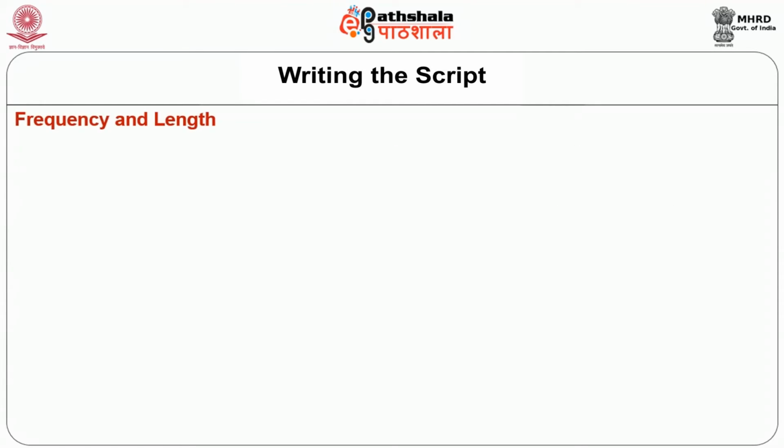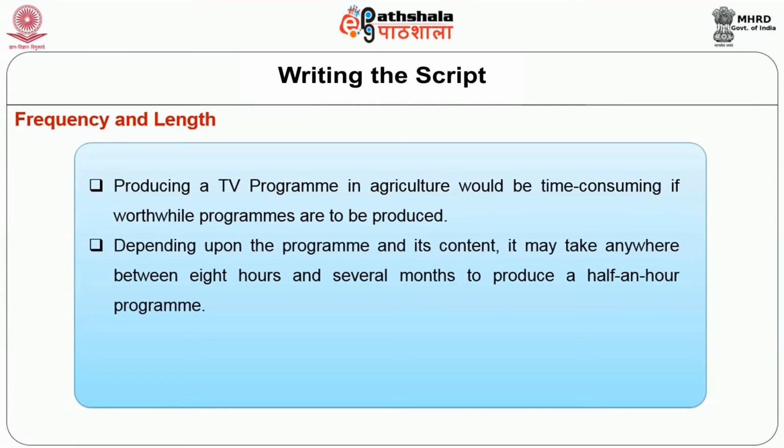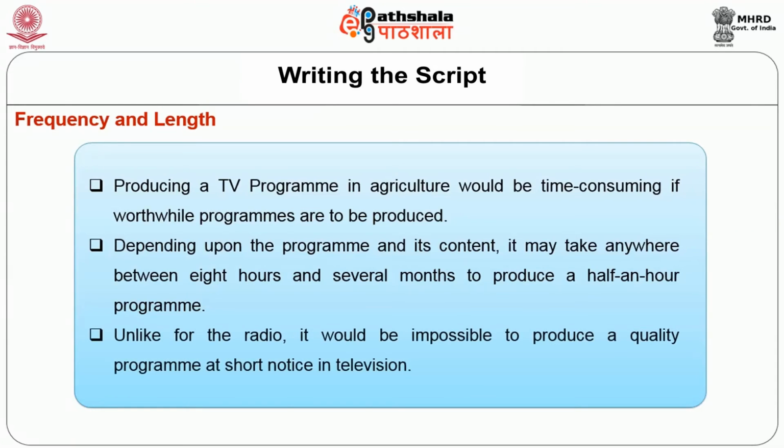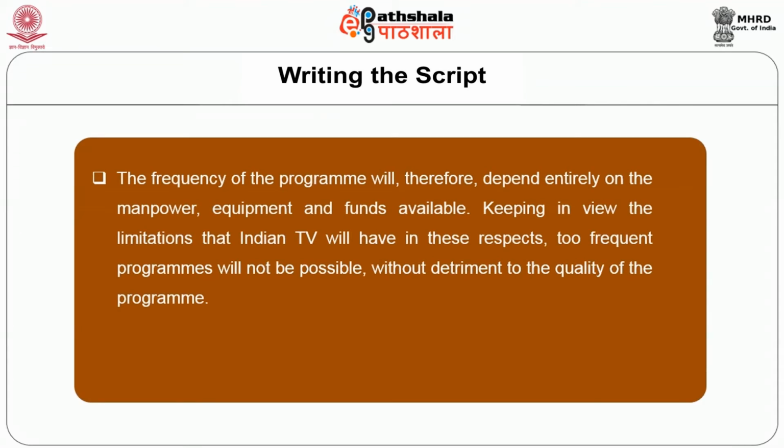Next, frequency and length. Producing a TV program in agriculture would be time consuming if worthwhile programs are to be produced. Depending upon the program and its content, it may take anywhere between 8 hours and several months to produce a half-an-hour program. Unlike radio, it would be impossible to produce a quality program at short notice in television. The frequency of the program will therefore depend entirely on the manpower, equipment and funds available.